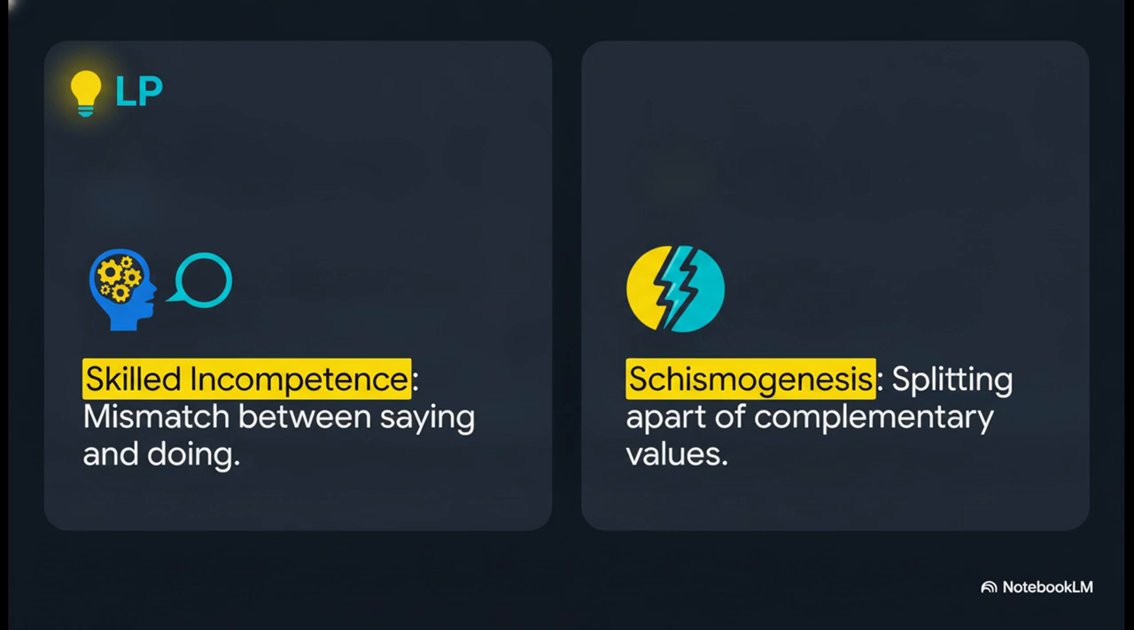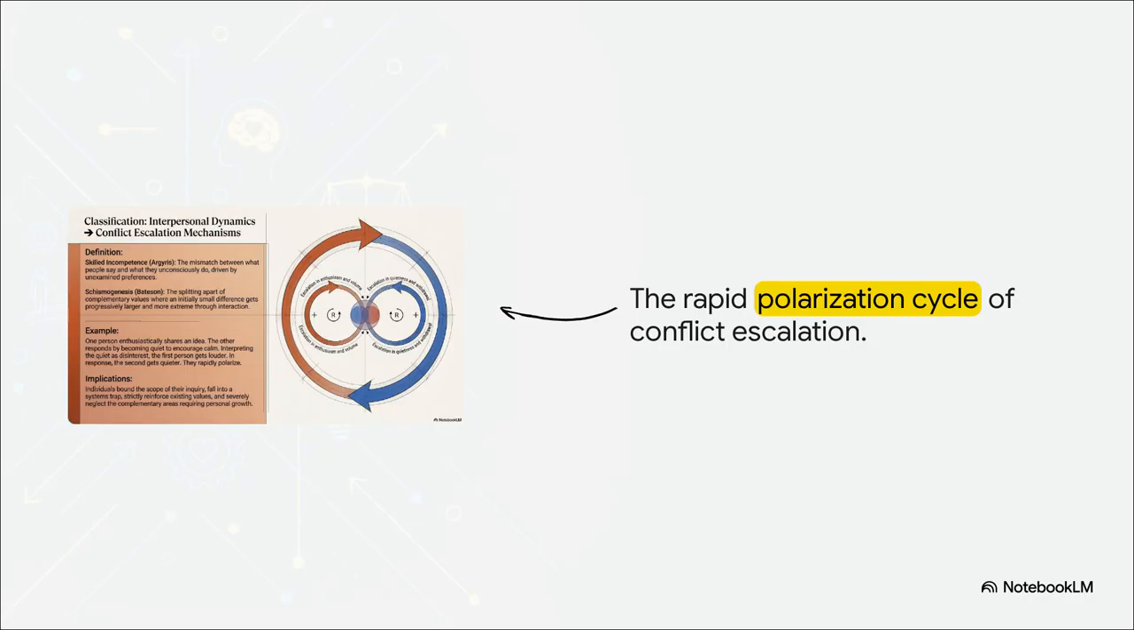That's a big word, but it simply means the splitting apart of complementary values, where an initially small behavioral difference gets progressively larger and more extreme through repeated interaction. So let's map out the exact interaction of schismogenesis. Think of a cycle. One person enthusiastically shares an idea. The other, perhaps a bit overwhelmed, responds by becoming quiet to encourage calm.